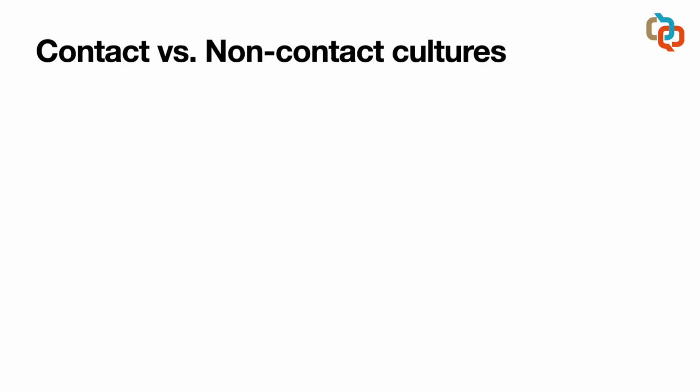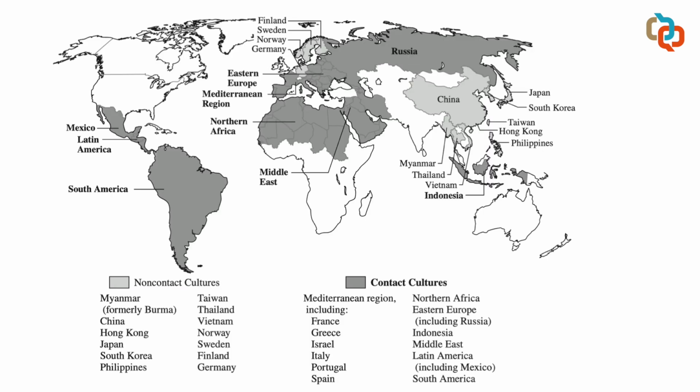Now let's talk about another important distinction in cross-cultural communication, the contact versus non-contact cultures. The concept of contact and non-contact cultures relates to the differences in physical touch and proximity that are normative or preferred in various cultures around the world. Contact cultures are characterized by a higher frequency of touch and closer physical proximity in social interactions.